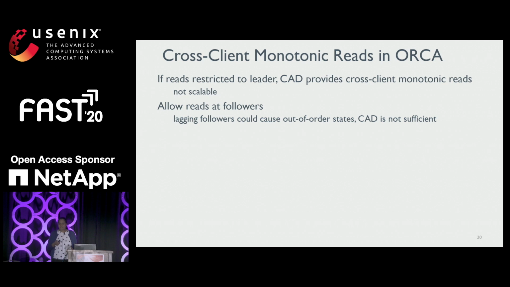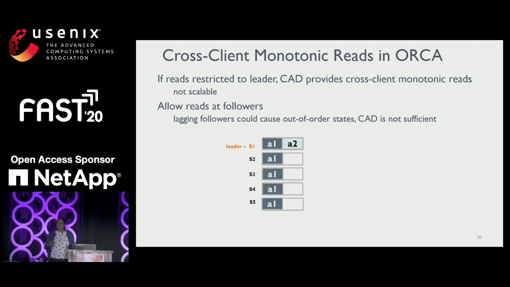Okay, let me illustrate this with an example. Let's say we have 5 servers. We have updates A1 and A2 for a particular data item A. So here A1 is durable because it's present on all the disks, whereas A2 is not durable.